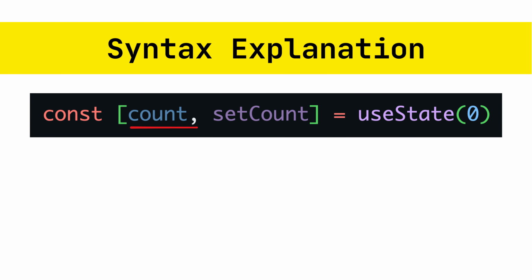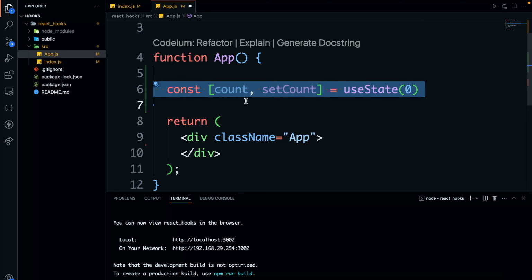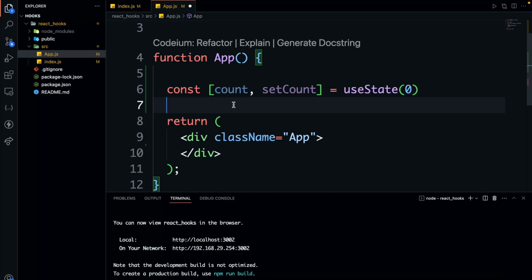Here we have a count state variable with an initial value of 0, and we also have a setCount function which we will use to update the count state later. So in line number 6, this statement declares a new count variable and initializes its value to 0, as you can see here. And setCount is a function that is used to change the state of count. Let's say you want to change the count variable to 4 or something else. In that case, you will be using the setCount function in order to update the state of the count variable.